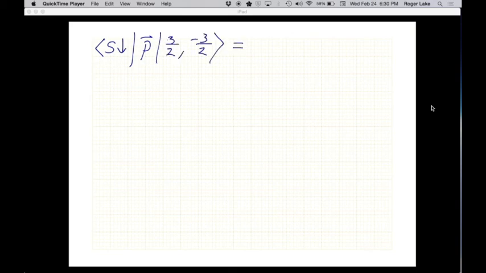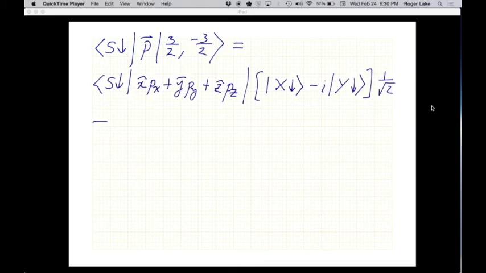So we're done with the heavy holes. So S down, P, 3/2, negative 3/2, is equal to, well, you got to write it all out. And so that's equal to Y hat. You all see that? You agree?